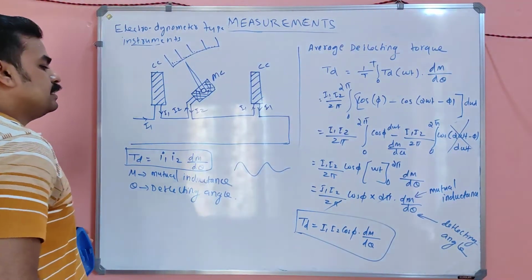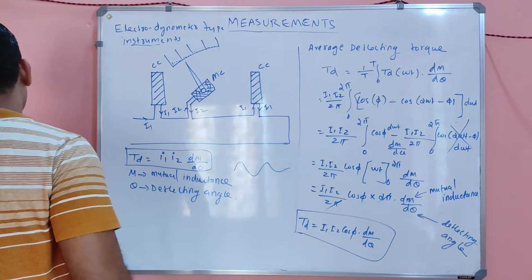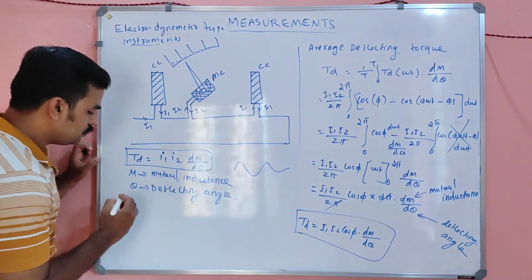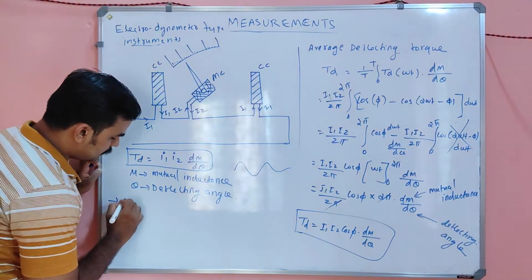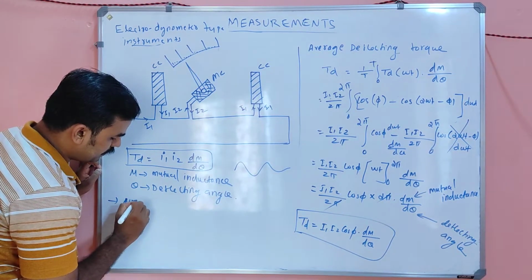So it is the deflecting torque. And one more thing, damping: here we are using air friction damping.